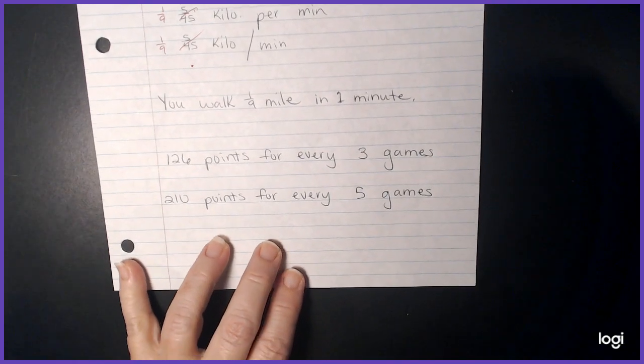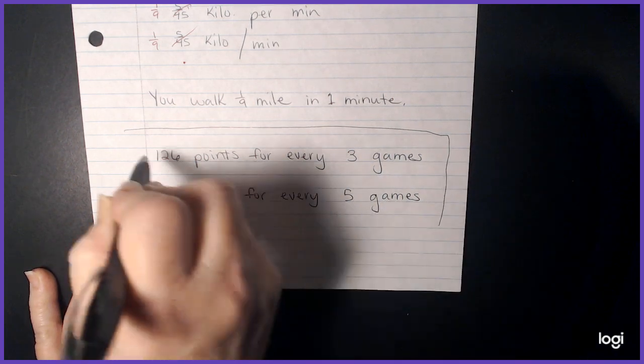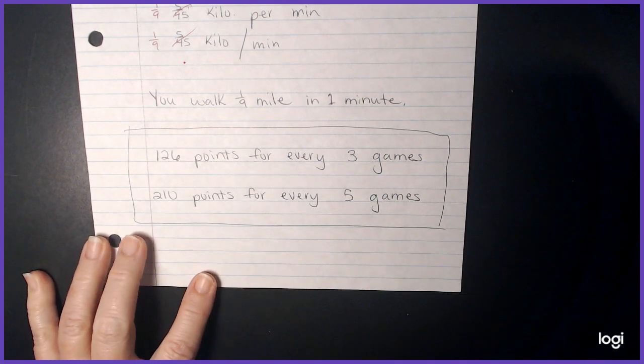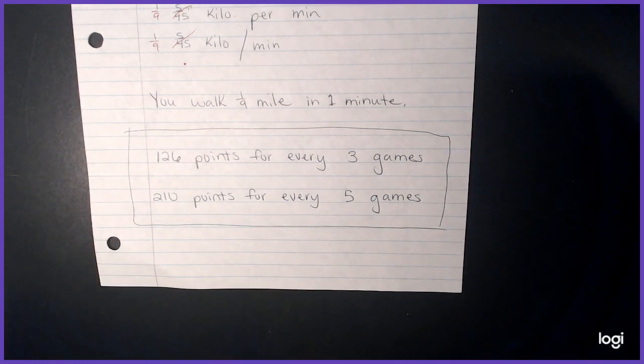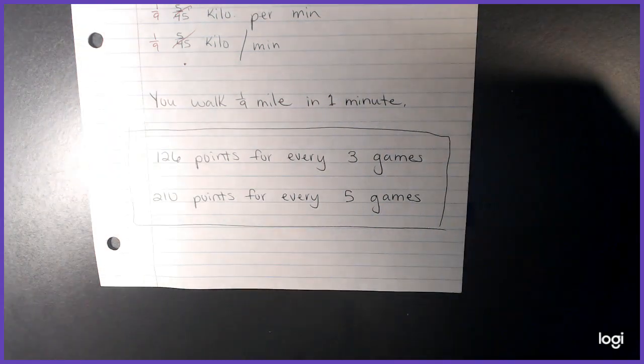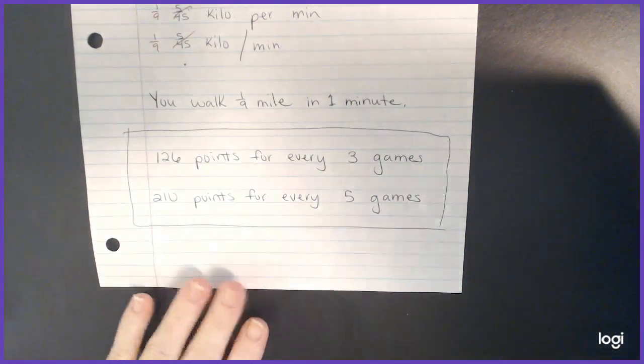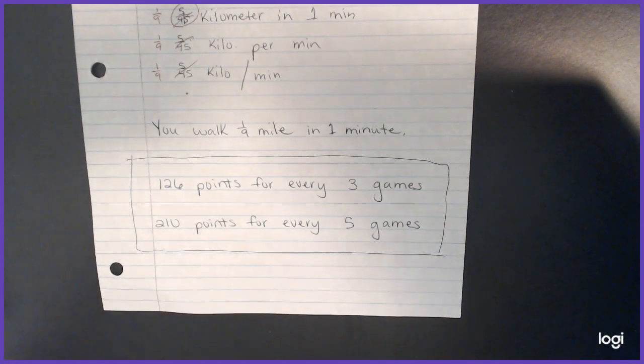All right, the next problem I'd like for you to solve on your marker board is right down here. I'd like for you to go ahead and look at these two situations and tell me whether their rates are equivalent or not. Let's get the light off there, maybe. Might help a little bit. Are those rates equivalent or not? 126 points for every 3 games, 210 points for every 5 games.